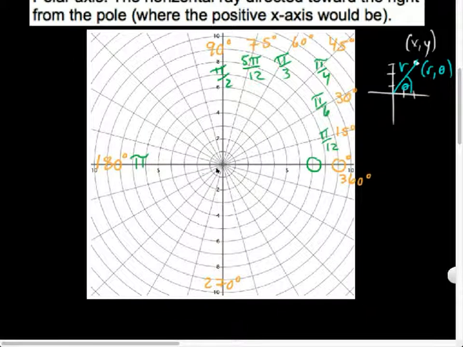So for instance, let's see. This is 30 degrees more than 180, so this is 210. Or it's pi over 6 more than pi, or 7 pi over 6. Right, so just to get some practice with that idea. What's 270 in radians?